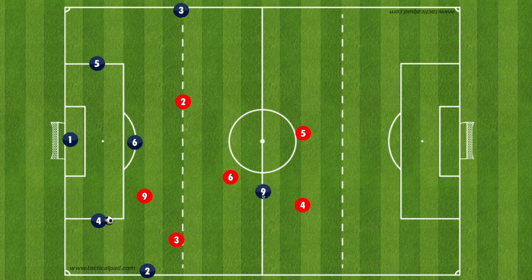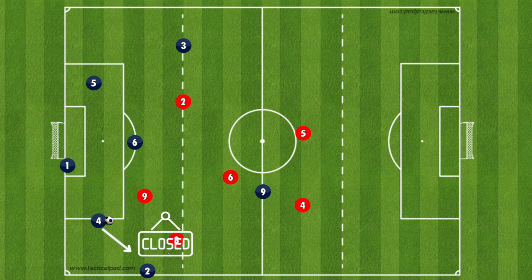And again, our 9's going to come over, try to get into this space. Keeper is going to come here, center back and fullback on the opposite side cinch over. And now you can see in our build out, the wide area with which we went down before is now closed.